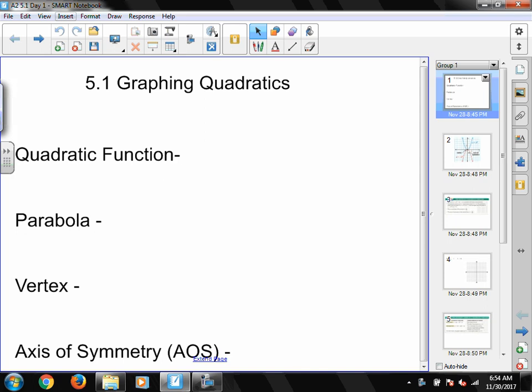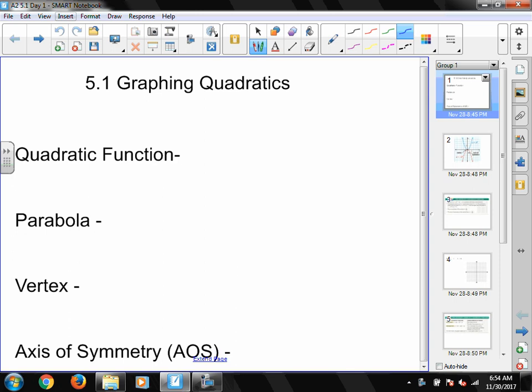Today, we are going to begin talking about Chapter 5, dealing with quadratics, and today we're going to focus on graphing quadratics. Before we talk about graphing them, though, most of you guys probably will recognize this, but may not necessarily be able to put into words what a quadratic function is.